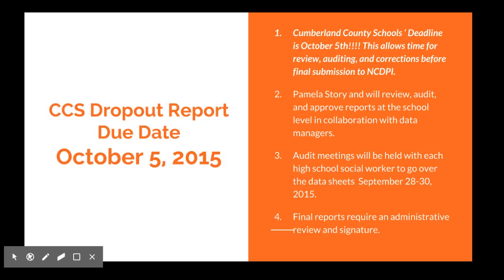The Cumberland County Schools deadline for dropout reporting at all schools is October 5th. This will allow us time to review, audit, and get our corrections done in PowerSchool before our final submission. I will be reviewing and auditing, as well as approving reports at the school level in collaboration with the data manager. Audit meetings will be held with each high school social worker to go over your data sheets the week of September 28th through the 30th. And remember, your final reports will require an administrative review and signature.